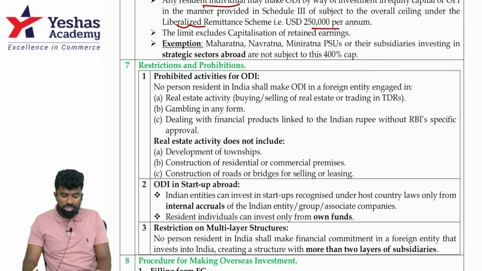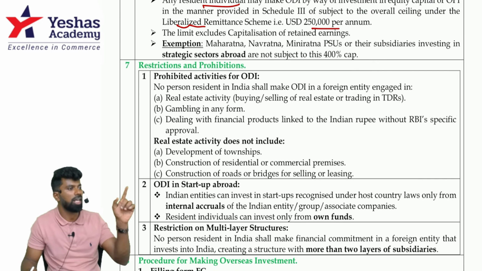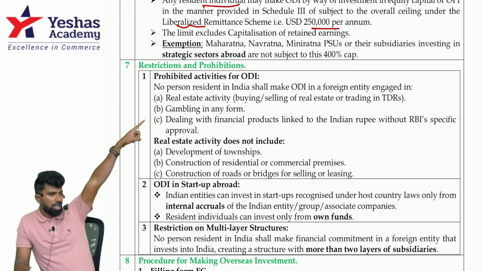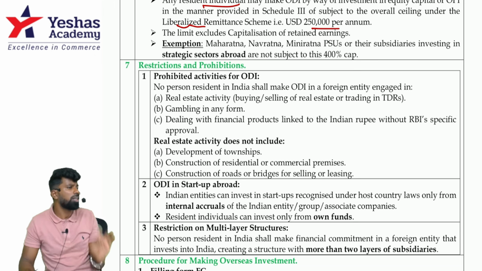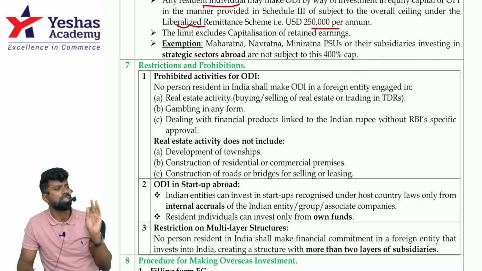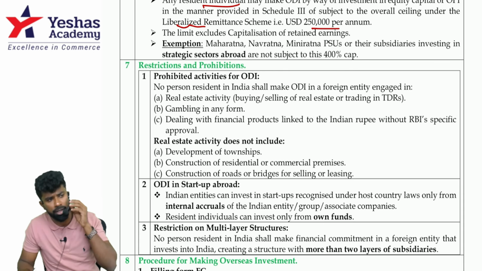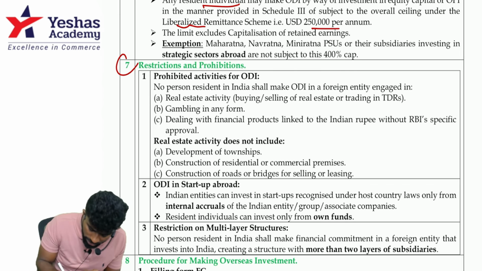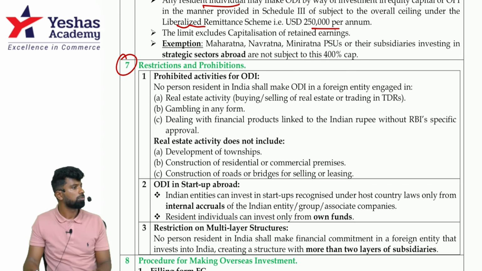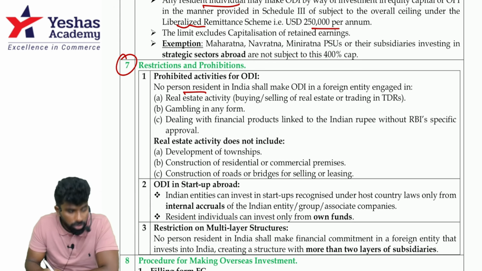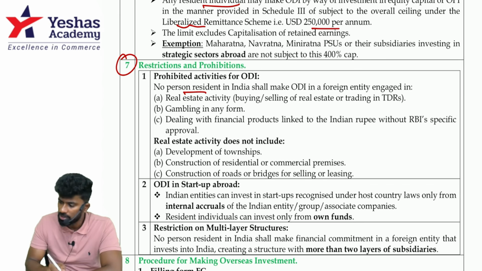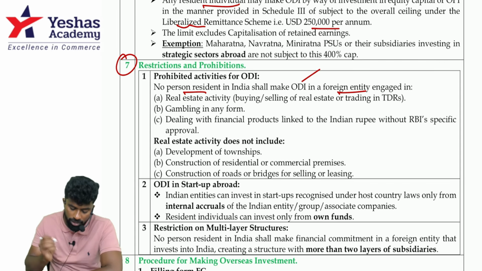Next one, restrictions and prohibitions, important. Same like how an outside entity cannot invest in certain sectors, in the same way, the Indian entities cannot invest in certain sectors outside India where restrictions are there. Restricted and prohibited sector. What is the first one? Read. No person resident in India shall make ODI in a foreign entity engaged in what?